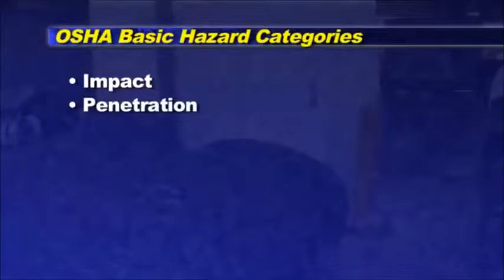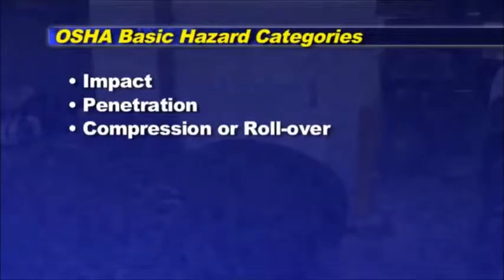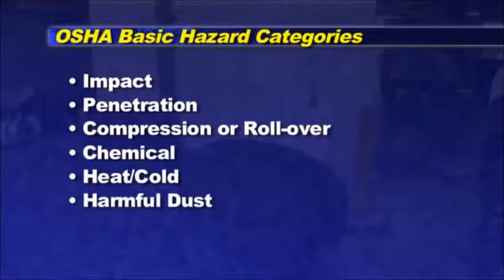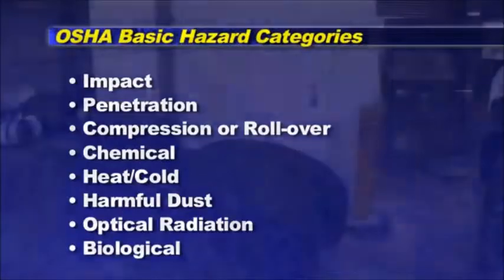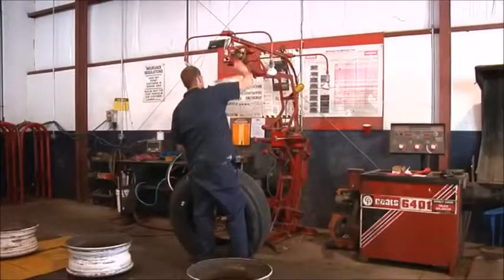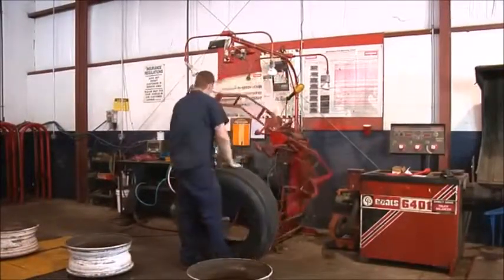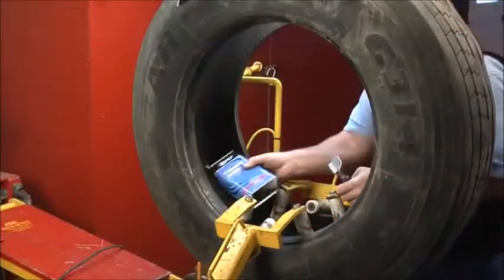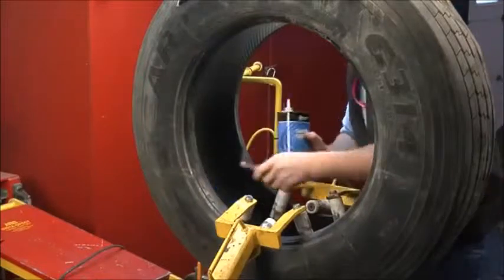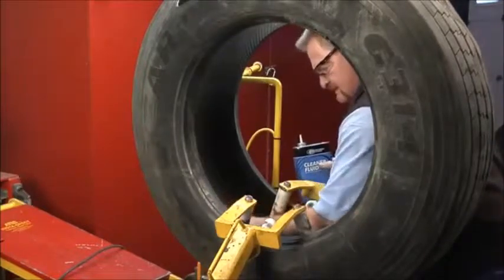Technicians should pay special attention to the basic hazard categories outlined by OSHA: impact, penetration, compression or rollover, chemical, heat-cold, harmful dust, optical radiation, or biological. Look for any sources of motion where the movement of tools or equipment could result in a collision or impact. It's also important to look for any areas where employees can be exposed to any harmful chemicals.